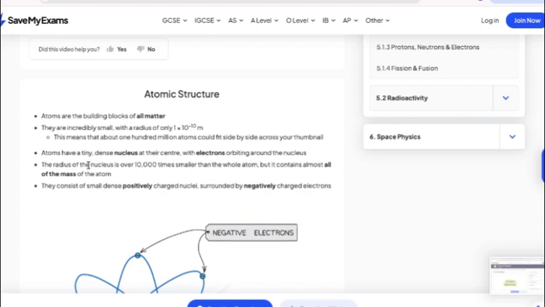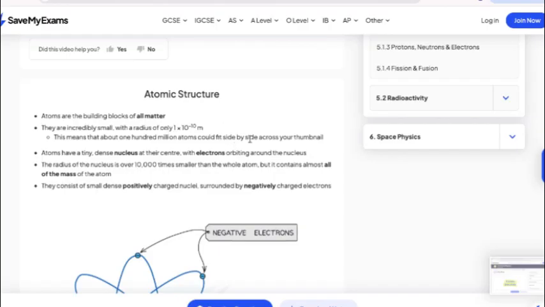So this is like saying 100 million atoms could fit side by side across a thumbnail. If you take a thumbnail, 100 million atoms will fit side by side across its size. So you can imagine that atoms are relatively small. Is that okay?